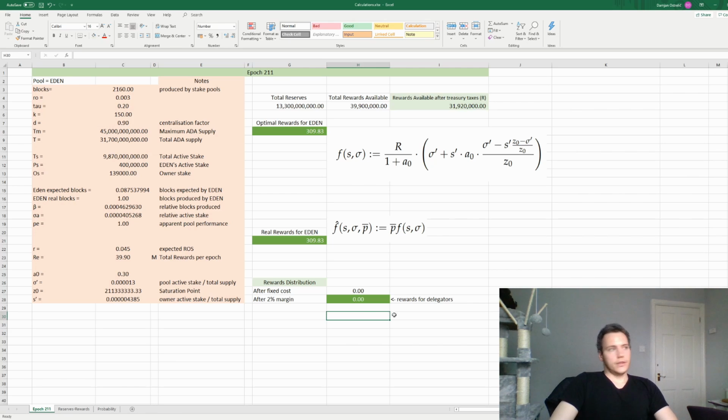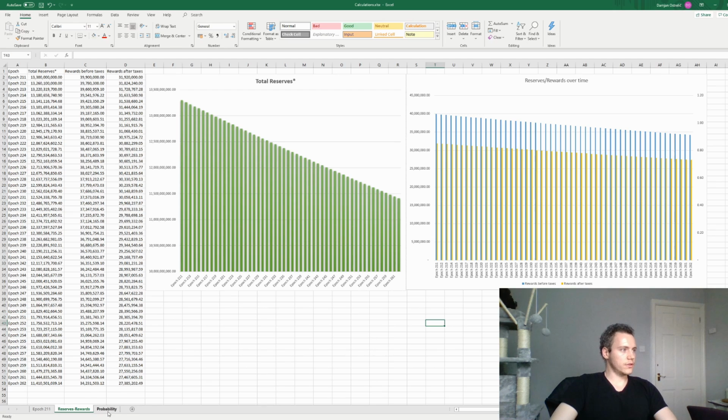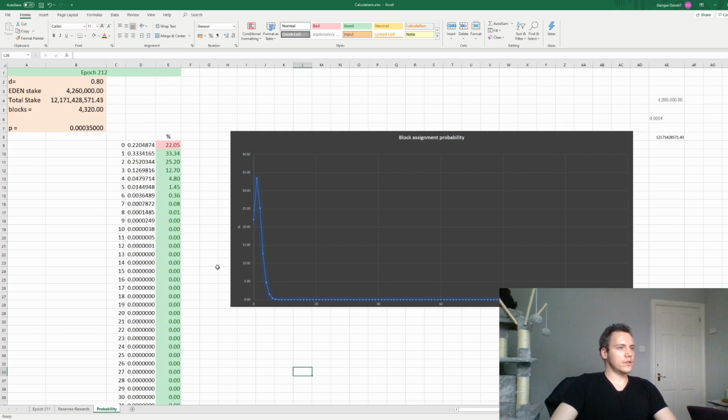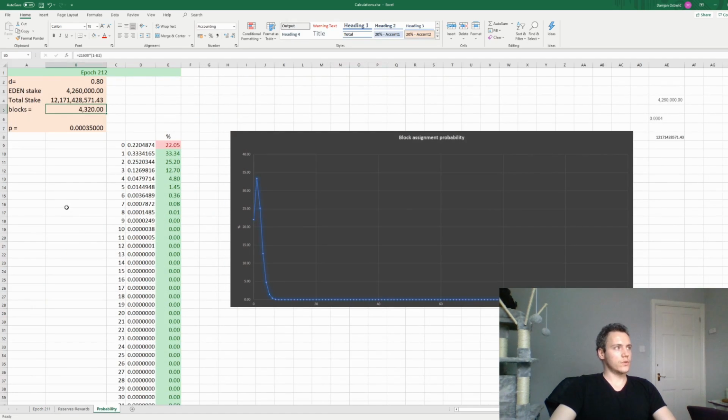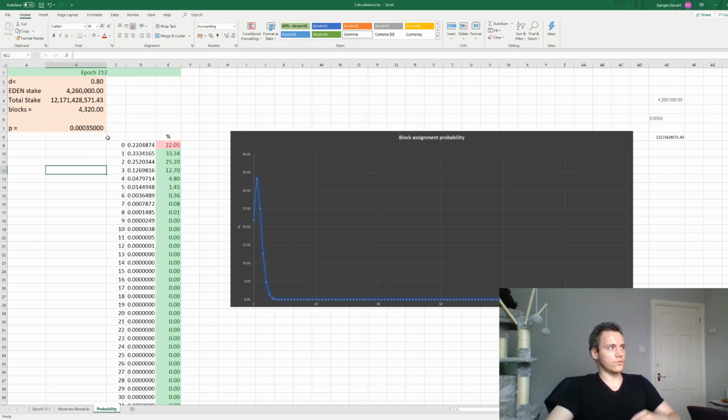That's it for the calculations. Now I have shown you the decrease of reserves, and one thing I want to show you is the block assignment probability. So here I consider epoch 212, where the d parameter will be set to 0.8. Why is this important in this particular calculation? Because it controls the number of blocks. So instead of 2,160 blocks as we had in epoch 211, we're going to have double that in epoch 212.